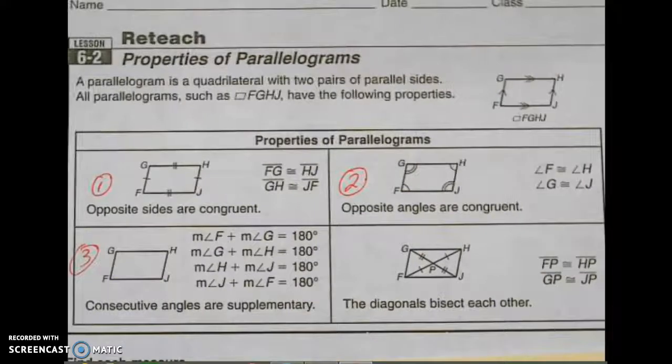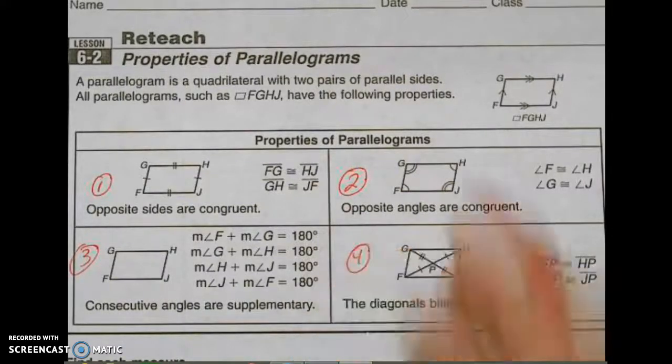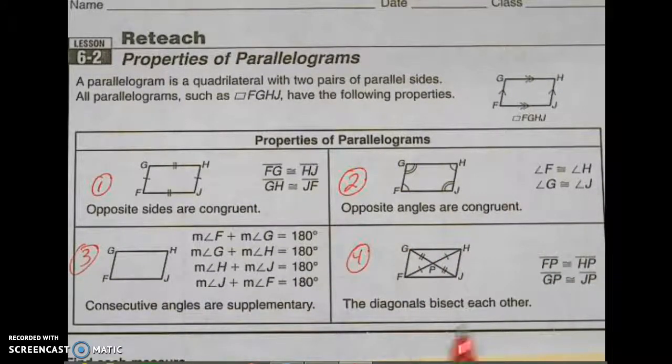The fourth property that all parallelograms share is that the diagonals bisect each other. They might not be the same length, but they intersect at the midpoint of those 2 diagonals. So if I'm going from F to H and from G to J, they intersect at point P. P is the midpoint of GJ and the midpoint of FH, and those half pieces are congruent to each other.